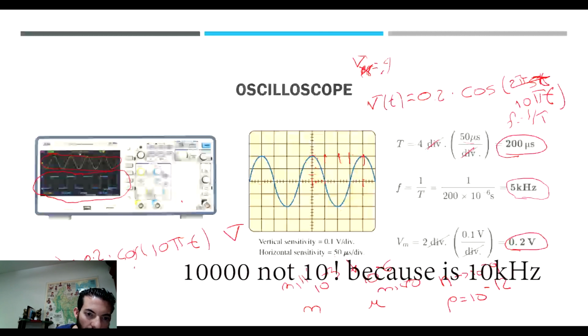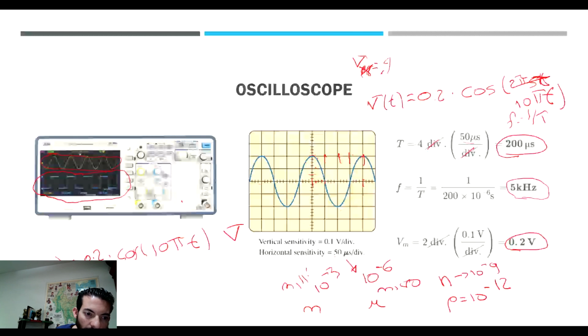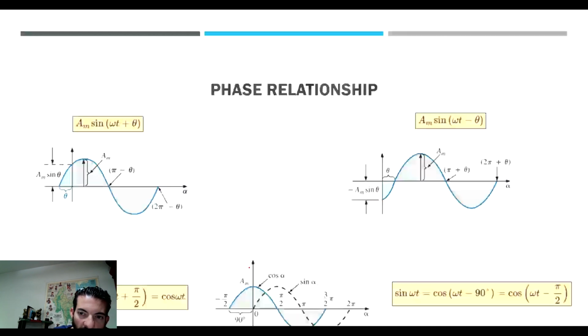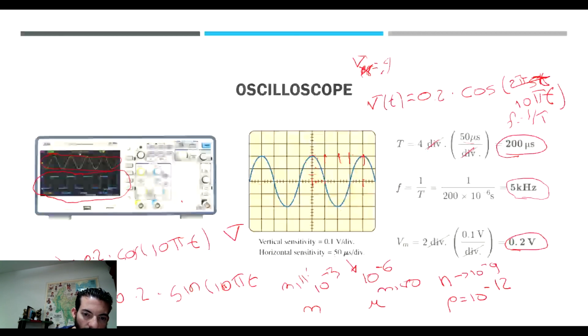Now, since we want to say cosine in terms of sine, V(t) equals 0.2 times sine of 10 pi t, and remember here we said that cosine is the same thing as sine plus 90 degrees. So plus, and when we go here we say 90 degrees.